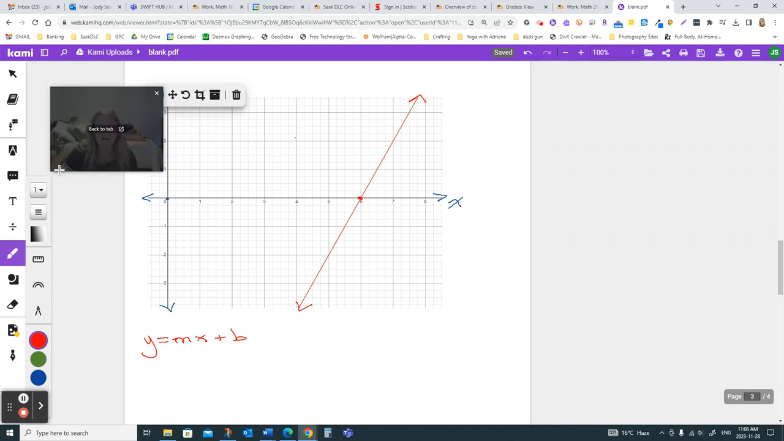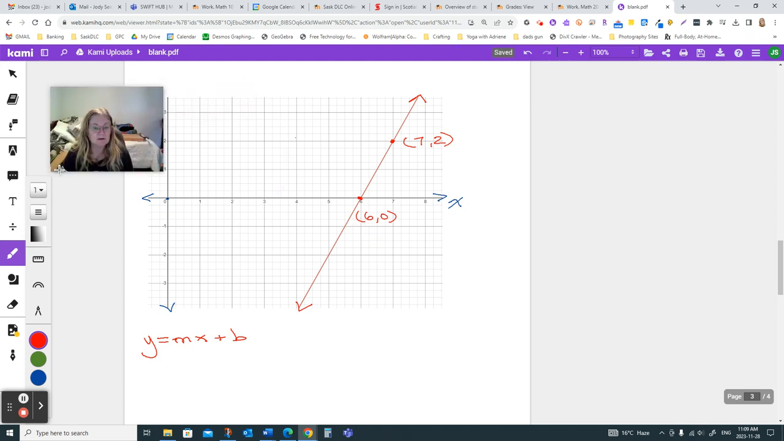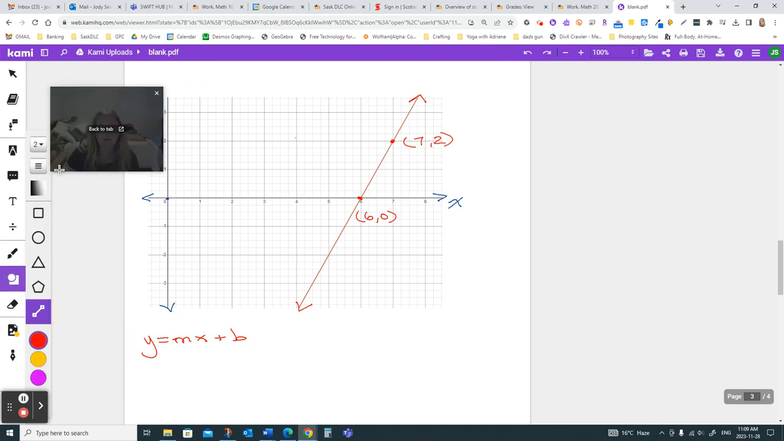I need 2 nice, neat points. So there's the point (6, 0) and the point (7, 2), making sure you always do your x first and then your y. Ordered pairs always have round brackets, or they're just a couple of numbers hanging out. Now, I'm going to help you even see it better. Let's do it in pink.